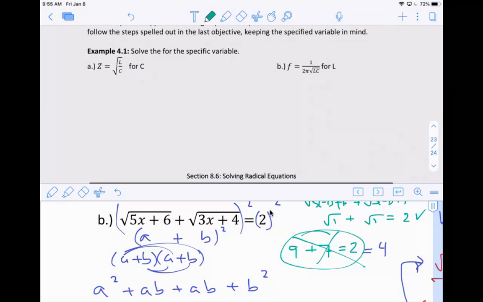Formulas, remember from various past units, operate the same way as a regular equation. The only difference is that they have more than one variable. Okay, so if we have these two problems here, we can see that both of these formulas involve a square root. However, they have more than one variable.